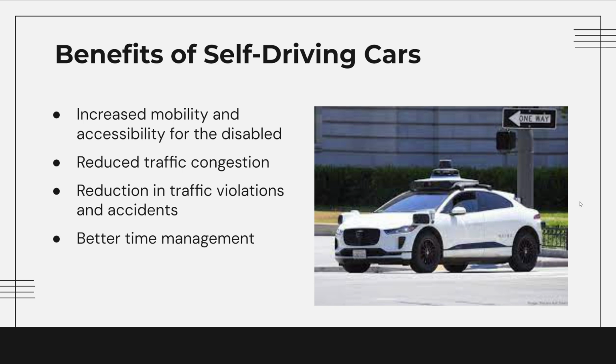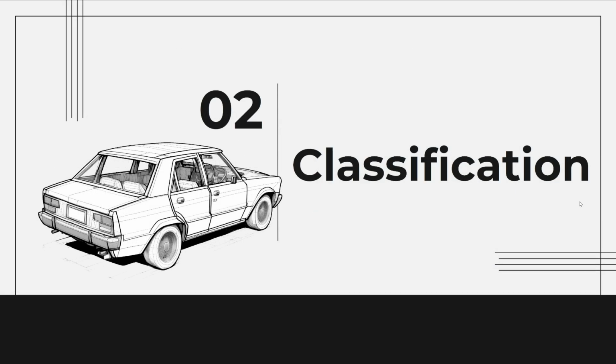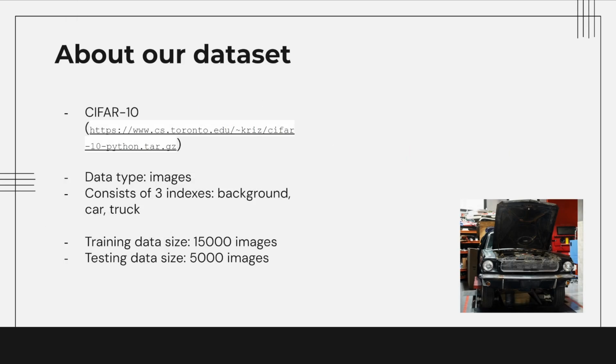So now we're going to move on to Ethan, who will be talking about the classification of our project. Okay, so I'm gonna give a brief explanation of the data we used for this model. The data we used was from the CIFAR-10 dataset. We included three types of images, which were backgrounds, cars, and trucks. The training data consists of 15,000 images, 5,000 images for each category, and the testing data consists of 5,000 images.